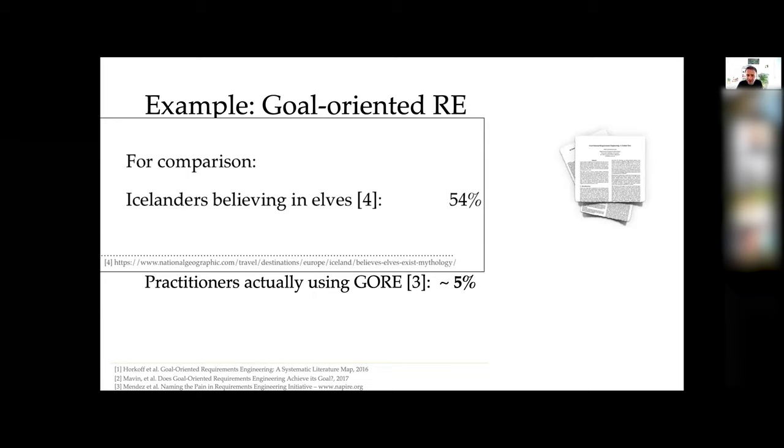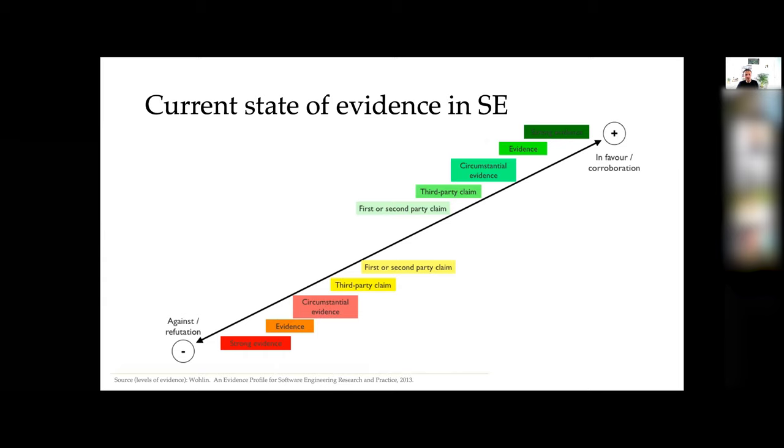Of course, what we can't say is that the practical value is low, but what we can say, and this holds not only for goal-oriented requirements engineering, but for many, many other things, is that we simply do not know because we lack evidence. We don't have yet sufficient evidence to say what works out there and what doesn't. Which brings me to the different stages or different levels of evidence.